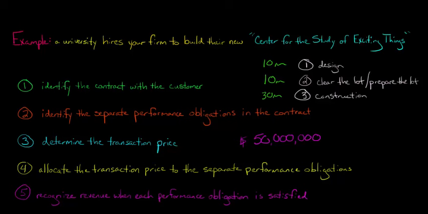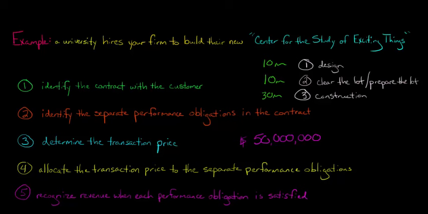So once we've done all the designing or whatever it was that we agreed to do in the contract, right? We've specified the performance obligations or the milestones we need to meet, etc. Once we've done everything for the design phase, then we can recognize that $10 million of revenue for the design. And once we've cleared the lot, prepared the lot, did everything there, we can recognize that $10 million. And then once we've constructed the building, we can recognize that $30 million. And so we need to specify these things.